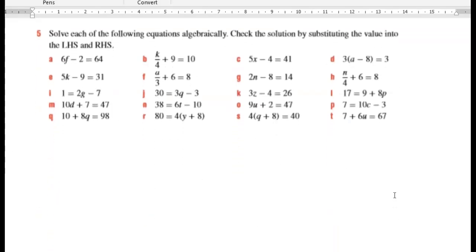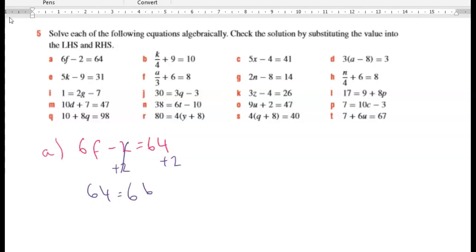All right, question 5. Solve each of the following equations algebraically and then check your solution. Remember I said before you can check your solution using substitution. All right, let's have a look at question A. We've got 6f minus 2 equals 64. So remember, we need to get rid of the constant first. So we're going to add 2 to both sides. So I put that 2 below the negative 2 just to show what we're doing. So they cancel out and we're left with 6f equals 64 plus 2 gives you 66.